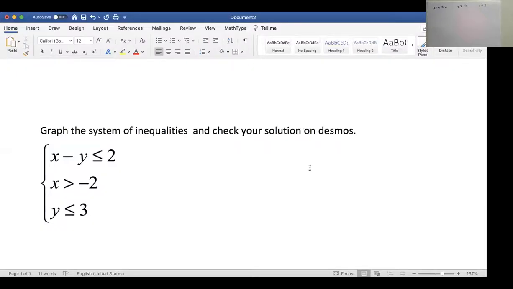So this question is asking us to graph a system of inequalities and to check the solution. So I have x minus y less than or equal to 2, x greater than -2, y less than or equal to 3. Let's make sure we're clear on what's solid and what's dashed.